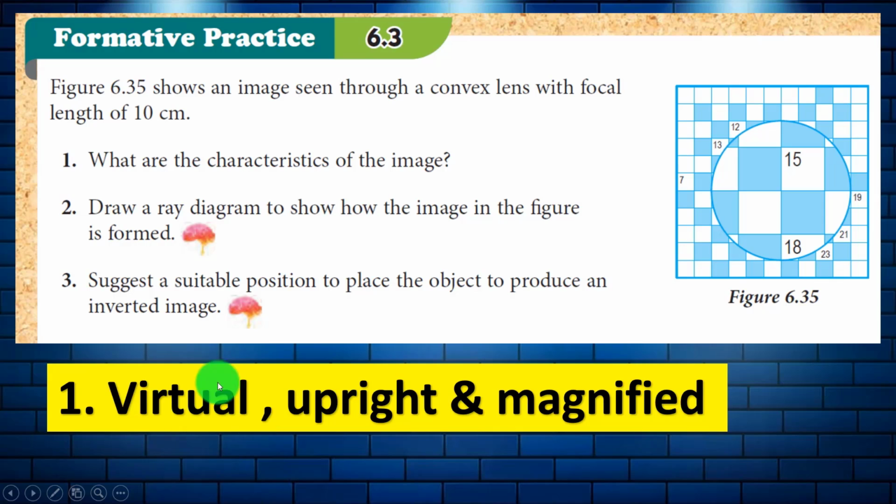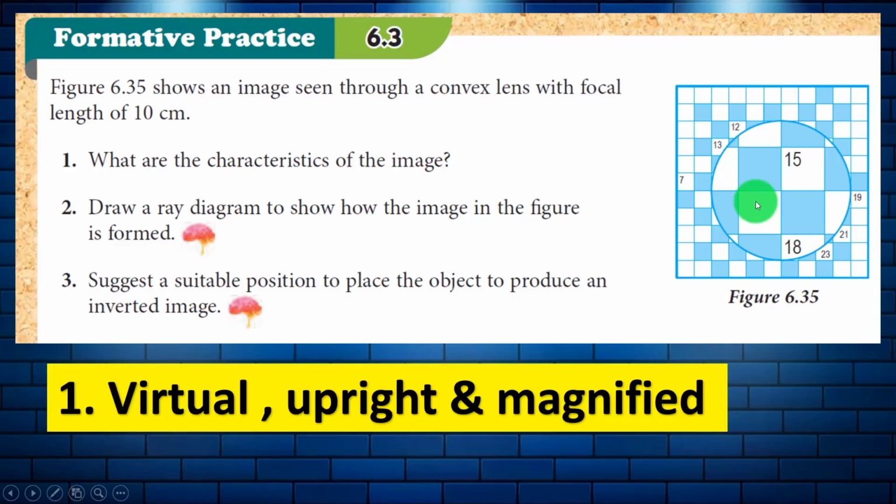First one: virtual, upright, magnified. This is the characteristic of the image. How do I know it's virtual? Actually, I just know it's upright and magnified. So you find out that when the image is upright and also magnified, the partner of upright is virtual. That means if I use a paper to cover it, actually you cannot see anything.